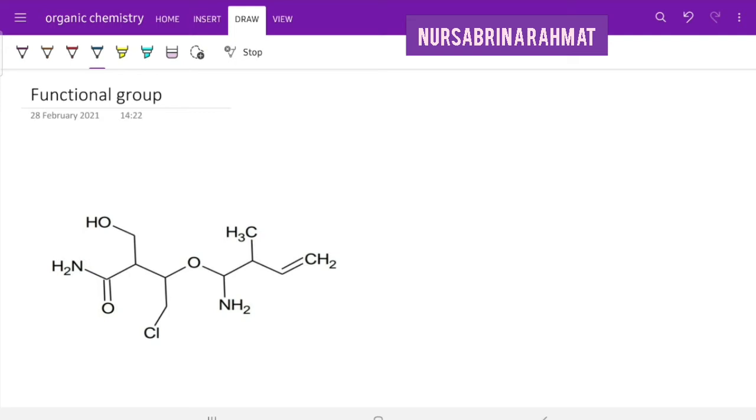If we have alcohol or phenol, the functional group is hydroxyl. Ether is alkoxy, whereas aldehyde and ketone are carbonyl, and carboxylic acid is carboxyl. Then we have more complicated organic compounds such as ester, acyl chloride, anhydride, amide, amine, and nitrile.